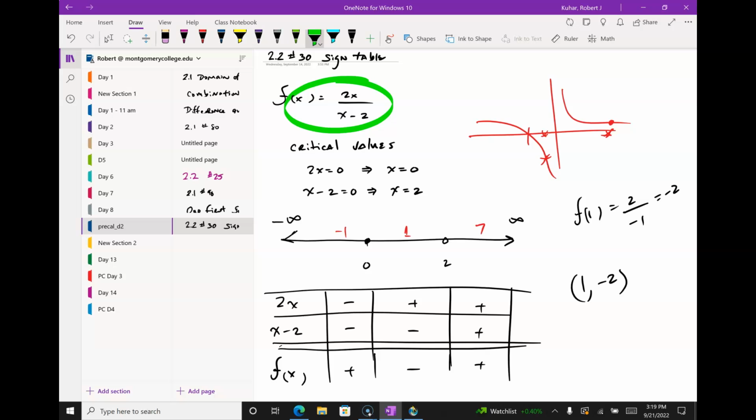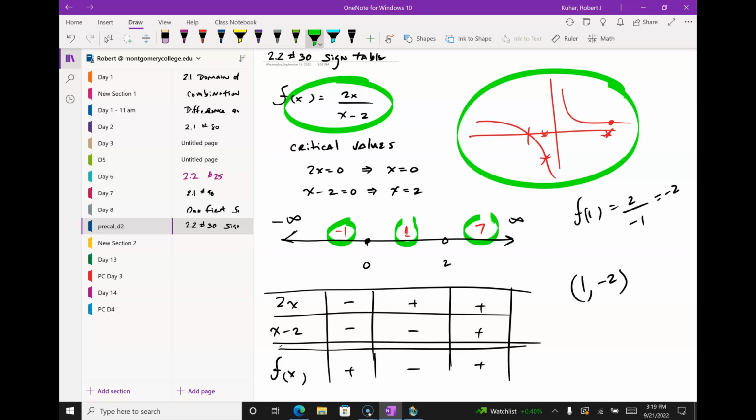And so I tested negative 1, which is left of the first critical value. I tested 1, which is in between the critical values, and 7. And in fact, I can do anything, right? Remember, because I even know what the curve looks like, I'm just figuring out what sign. If I put negative 1 into 2x, it's negative 2, but all I care about is it's negative. If I put negative 1 into x minus 2, it's negative 3, but all I care about is it's negative. Negative divided by negative is positive, so the function is above ground there.